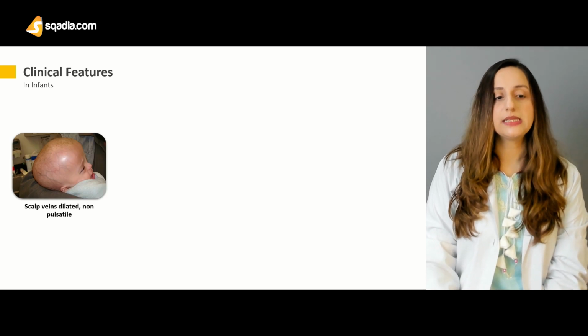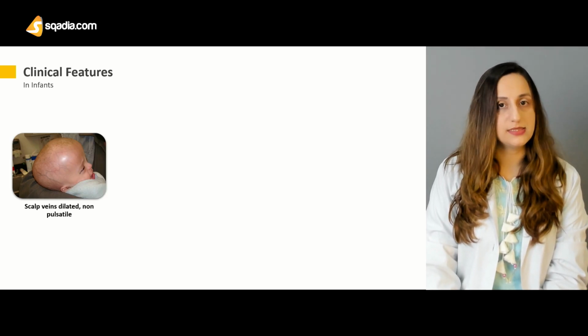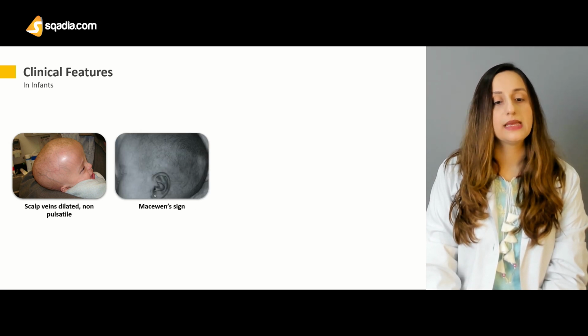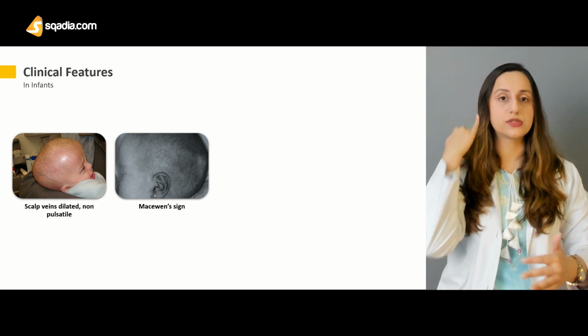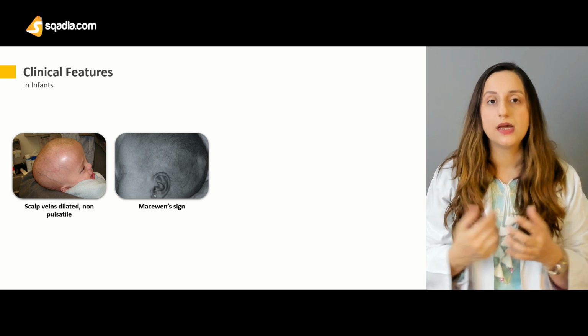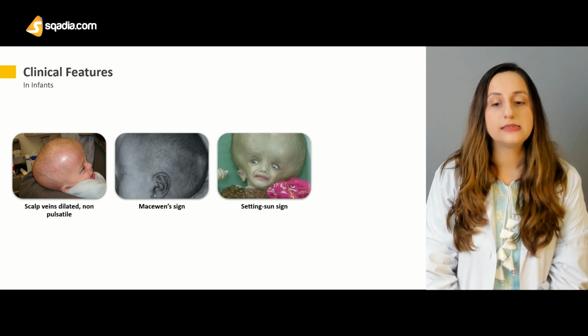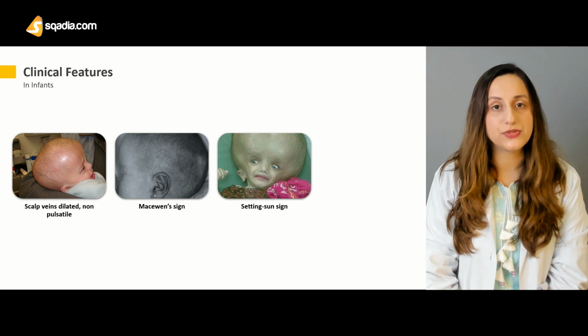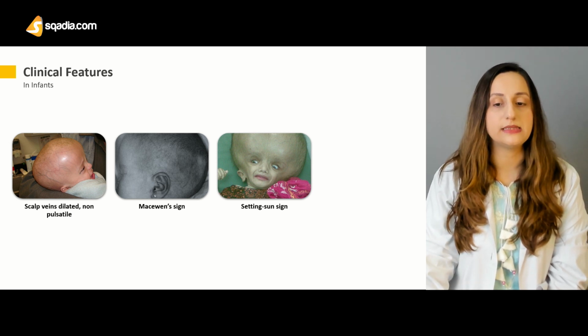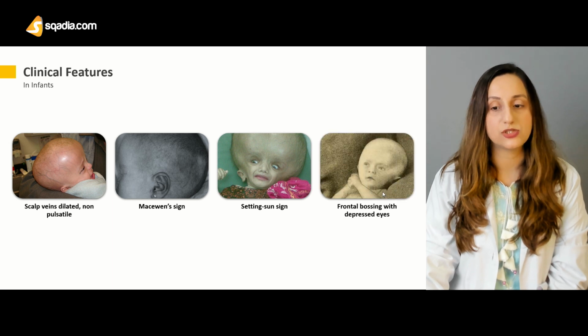Now, in infants particularly, we'd focus on the scalp veins being dilated, and they're usually non-pulsatile, as you can even observe over here. We have a Macewen sign, which is basically an inappropriate light reflex noted in these individuals. The setting sun or sunset appearance in the eyes is basically the downward gaze in the child, and then the sclera is very prominent superiorly. So this is known as the setting sun sign in the child.